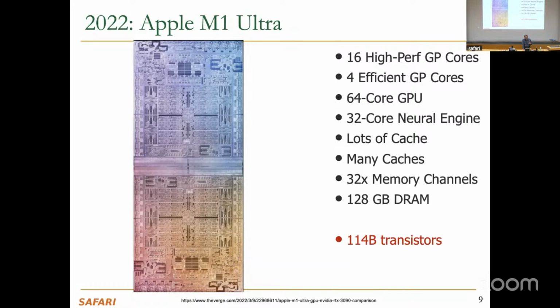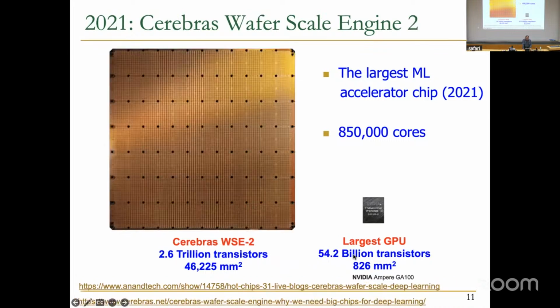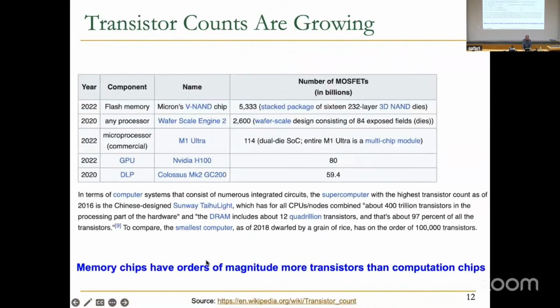Of course, it's not easy to configure every single transistor on our own. That's why we need some tools for that. There's also Cerebras in 2019 that has 1.2 trillion transistors, and the largest GPU back then had 21.1 billion transistors. And another version, the Cerebras Wafer Scale Engine 2, has 2.6 trillion transistors.